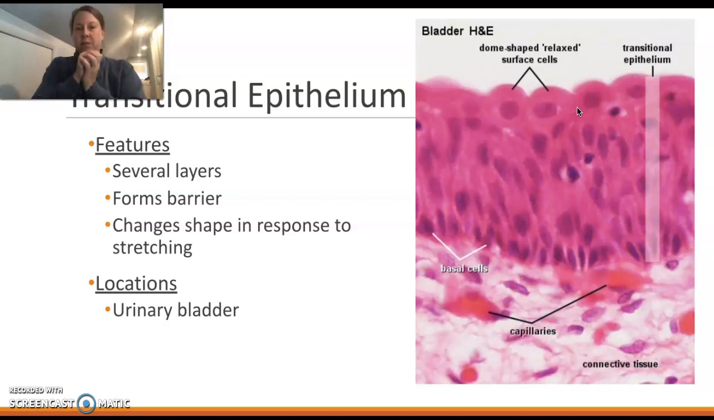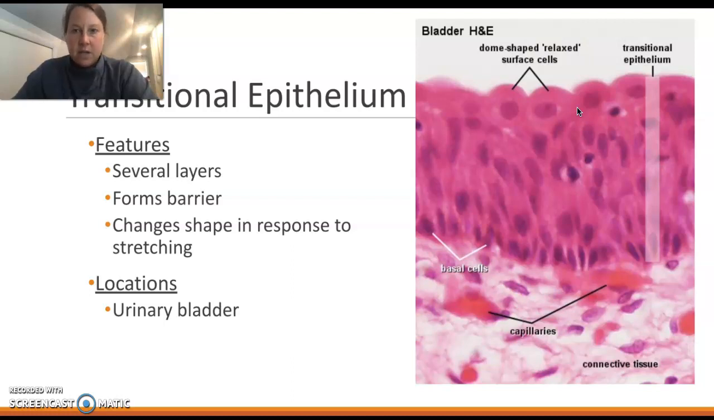So if this is your pretend bladder, as our kidneys are working, filtering our blood and forming urine, that urine is going to then be stored in the bladder. So that transitional epithelium allows for that changing in shape. And then when you go to the bathroom, it's going to be able to relax again as well. All right, so that's a quick overview of epithelial tissue.